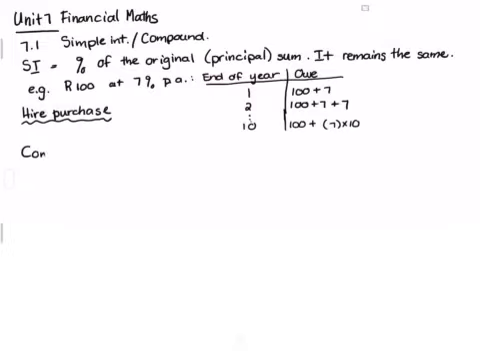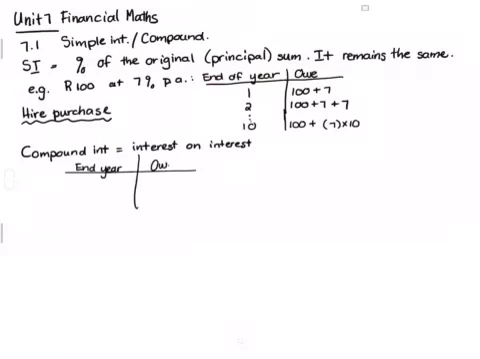Compound interest is different because you get interest on your interest. So if again you borrow 100 Rand at 7% per annum, then at the end of year so many, you owe how much? End of year 1, you owe your 100 Rand plus 7 Rand.